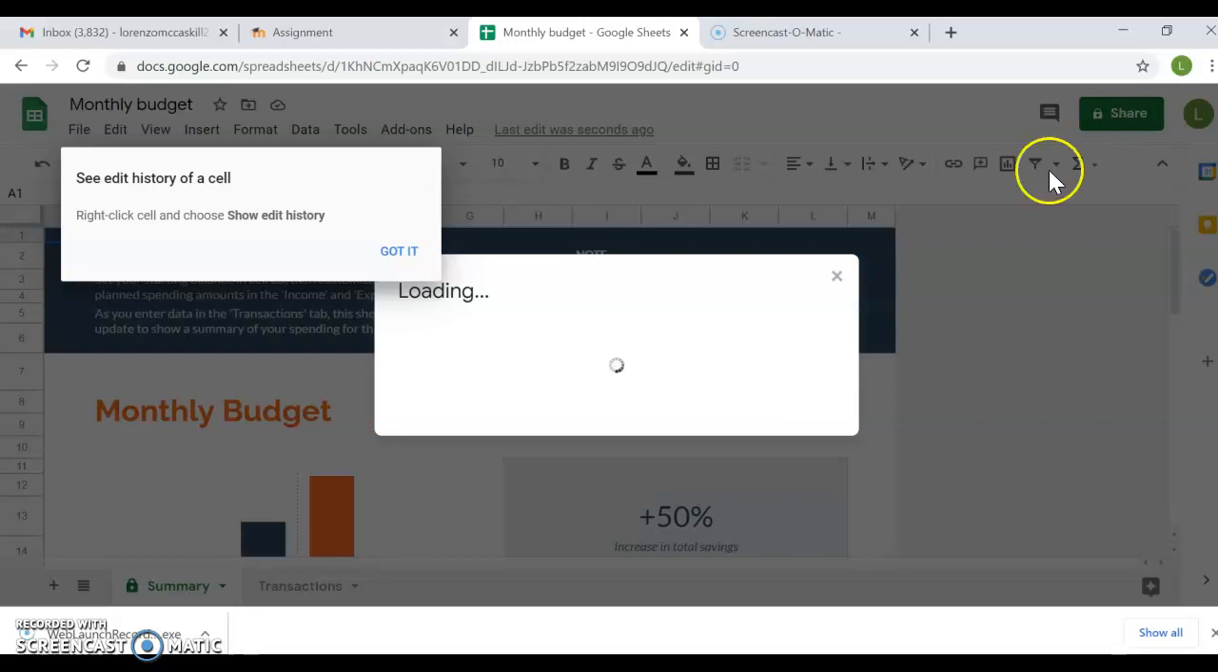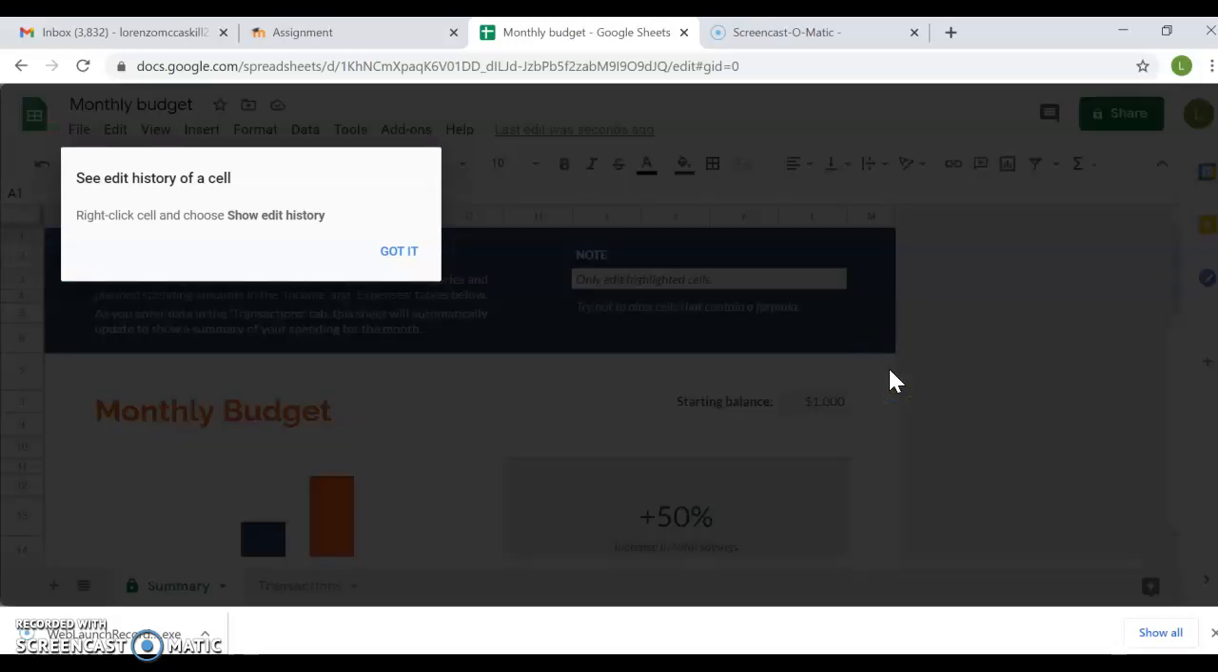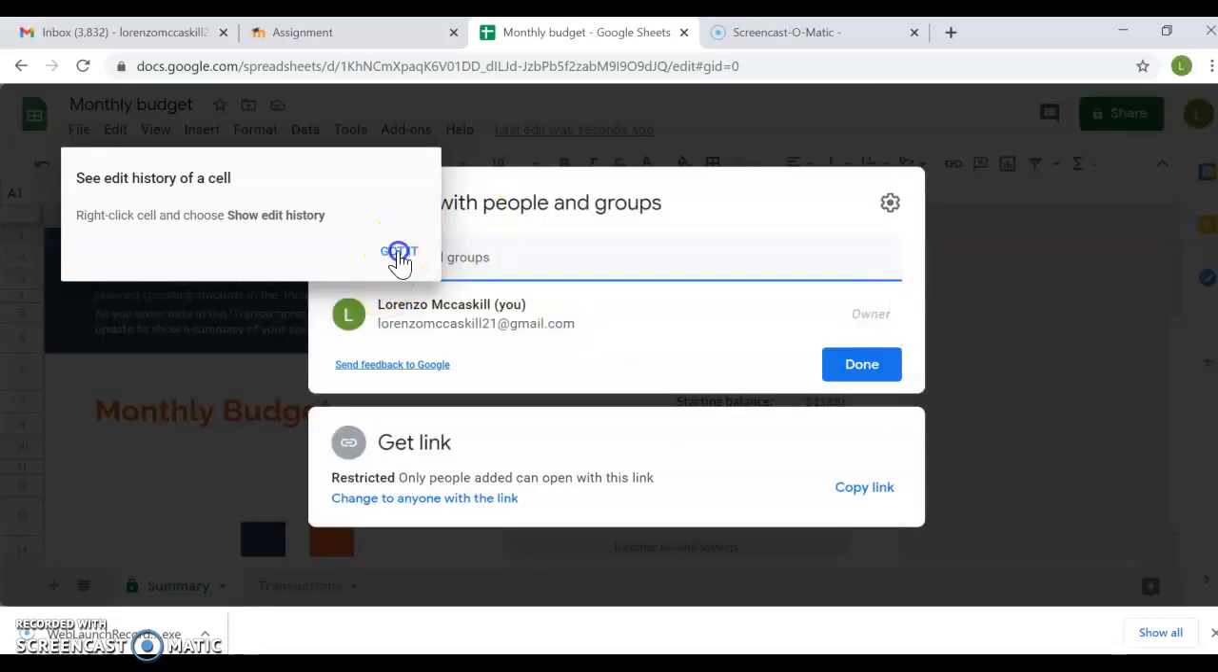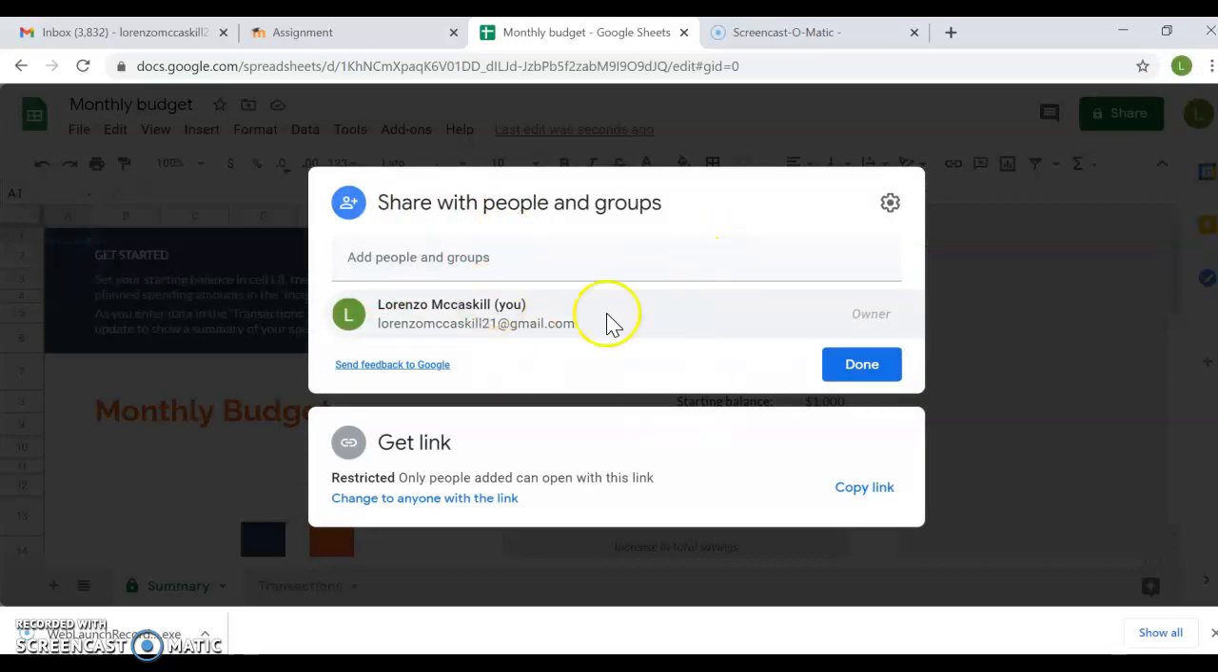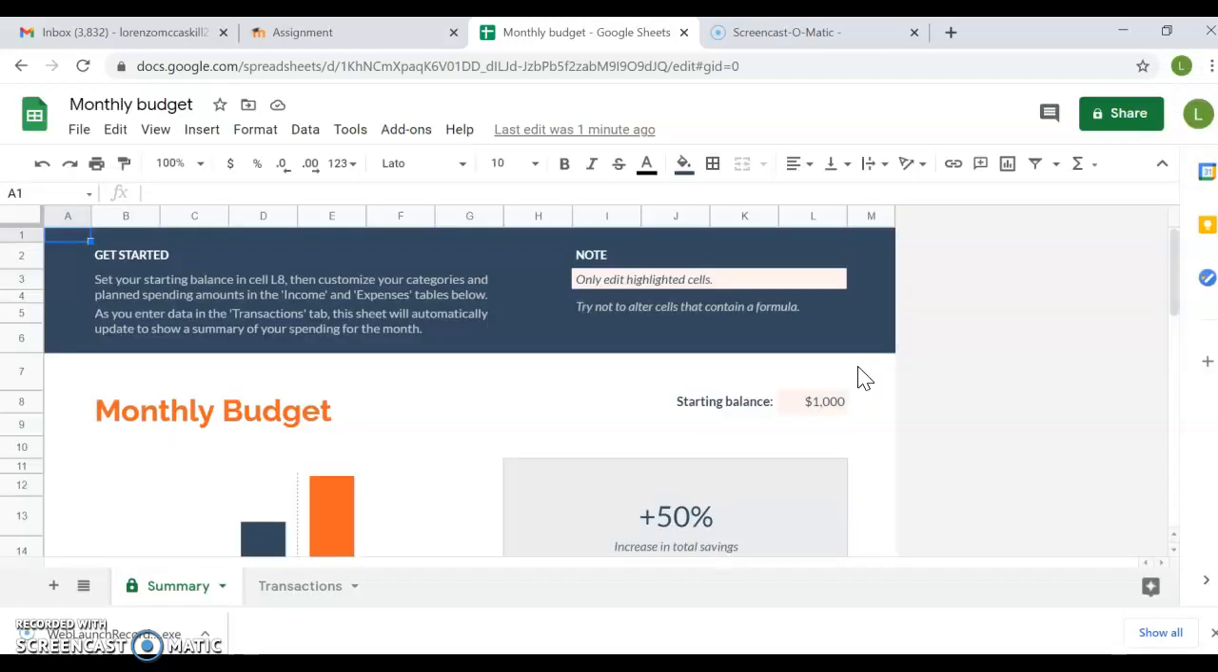And then you hit share, and it's loading, and then right here, you share it to whoever, you hit done, and there you go. That's how you do that.